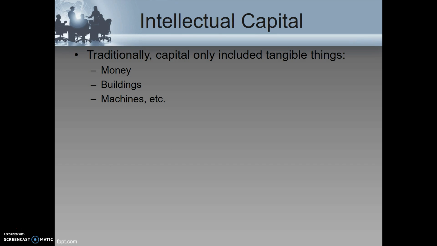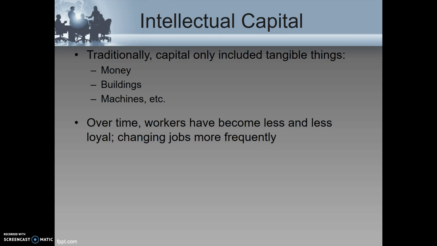So traditionally, capital was only including tangible things I could hold in my hands. So basically anything that money could buy. So the wealth of a particular company consisted of the buildings that they were in, the machines that we could use to produce the goods, and the goods themselves. But now, times have changed.